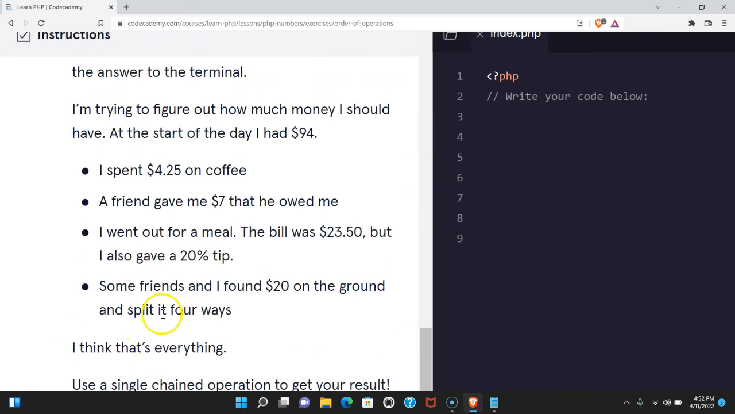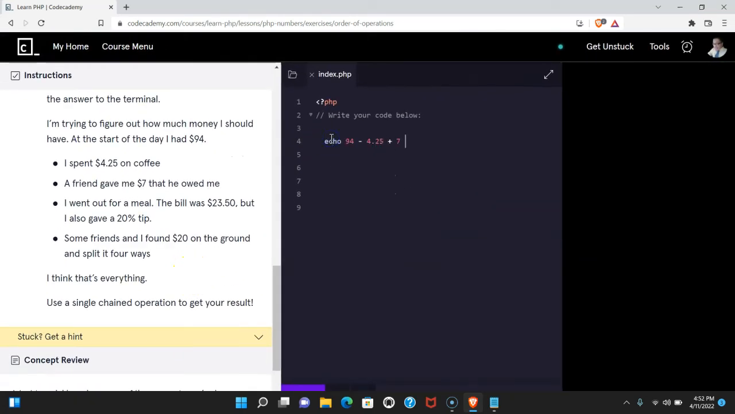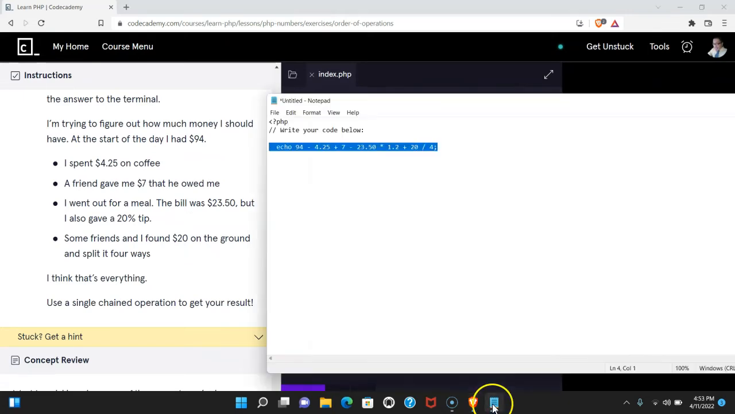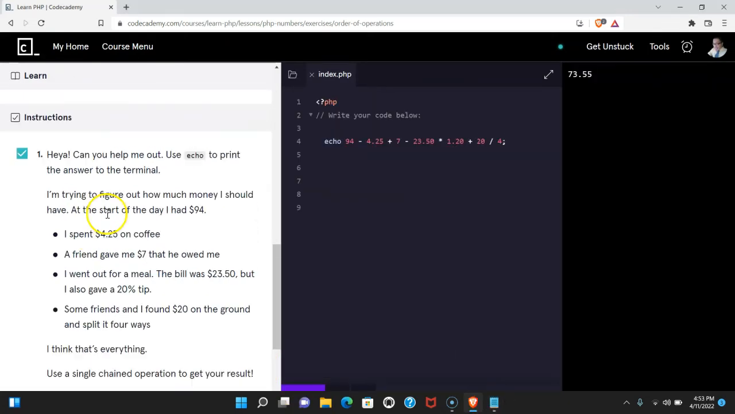Let's do that now. Let's run that. And we do pass, and we get $73.55. That's how much money we should have.